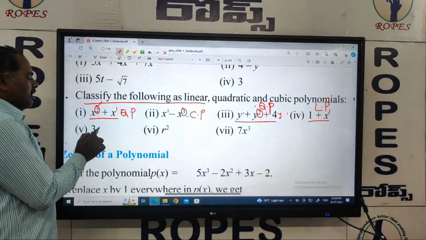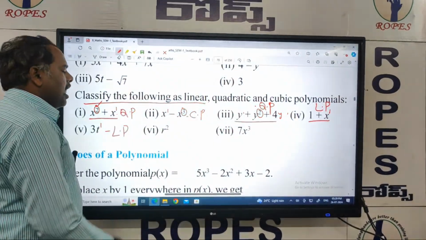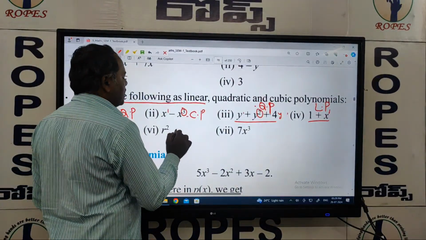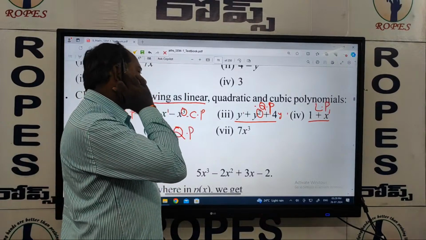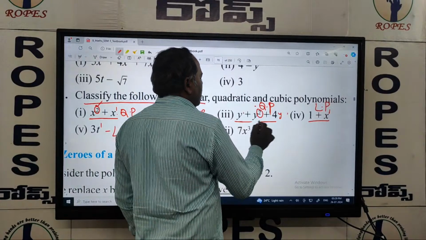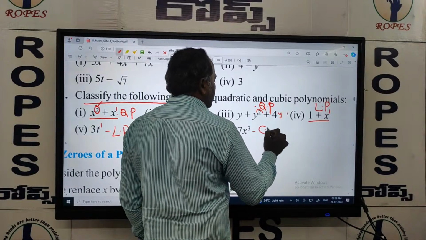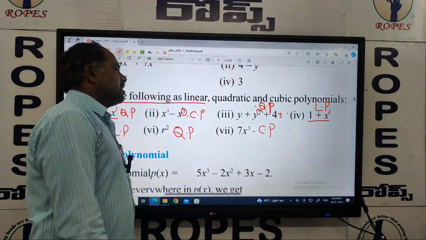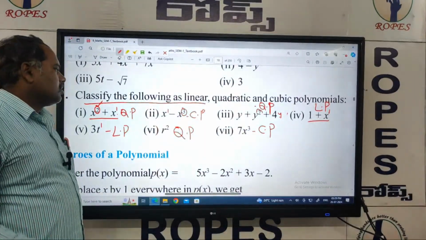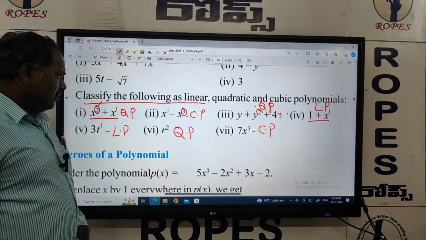Now in the fifth one, the highest degree is 1, so it is also a linear polynomial. In the sixth one, the highest degree is 2, so it is a quadratic polynomial. In the seventh one, the highest degree is 3, so it is a cubic polynomial. So this is the classification of linear, quadratic and cubic polynomials. This is question number 5. Is it clear?